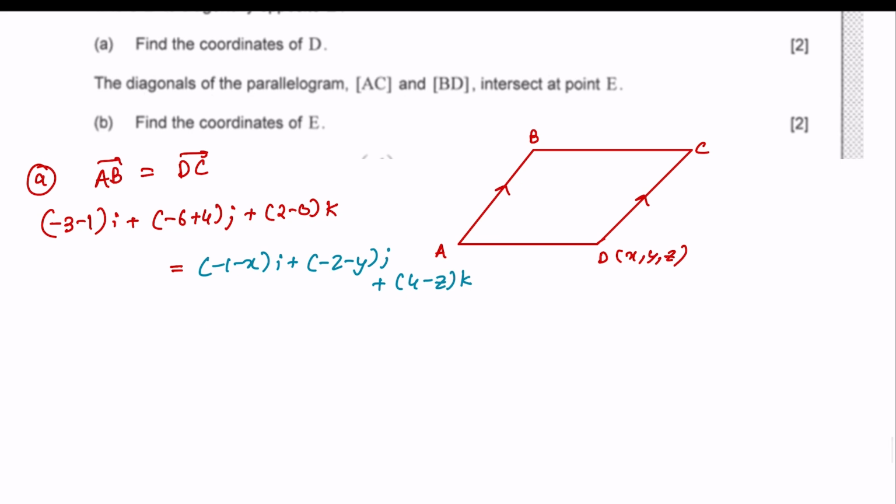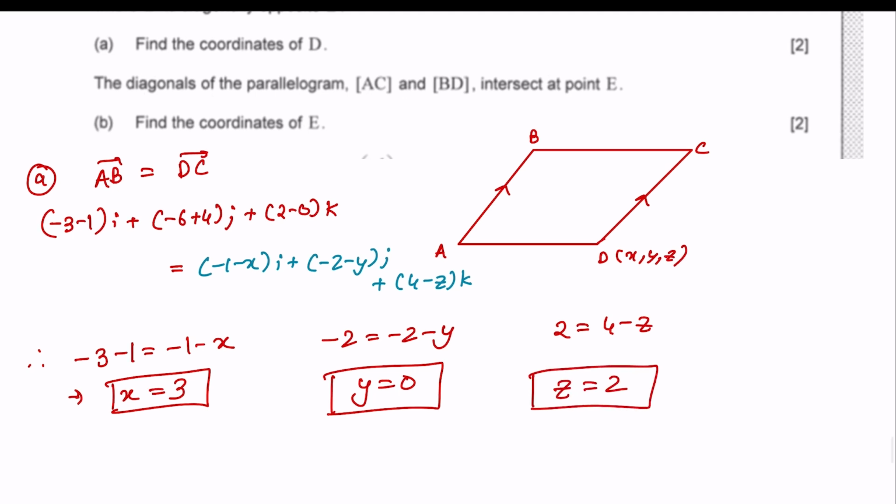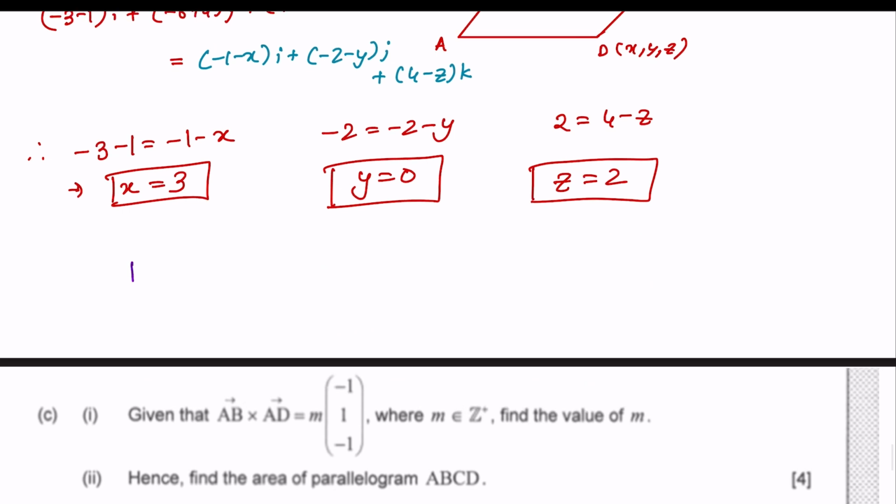Now, AB and DC are parallel, right? So each of the I, J, and K components will be equal. So minus 3 minus 1 will be equal to minus 1 minus x. So from here, x will be equal to 3. Minus 6 plus 4, which is minus 2, will be equal to minus 2 minus y. So from here, y will be 0. And then here, 2 minus 0 is 2. 2 equals 4 minus z. From here, z will be 2. The coordinates of D would be 3, comma 0, comma 2. Done.